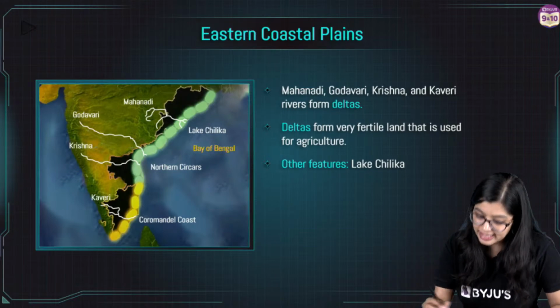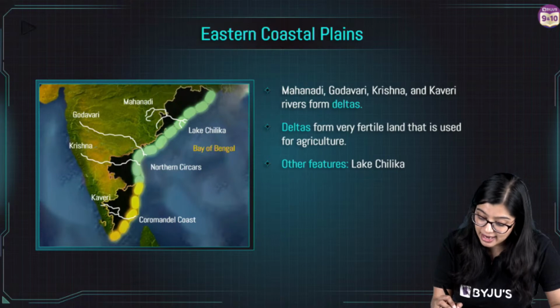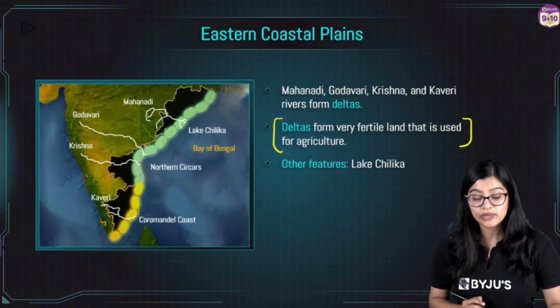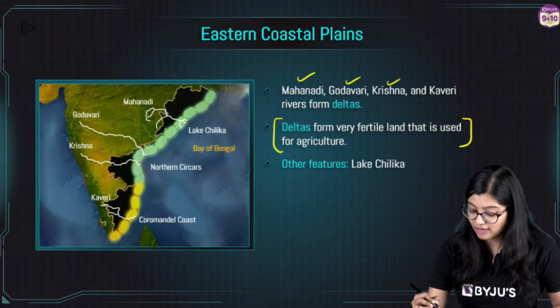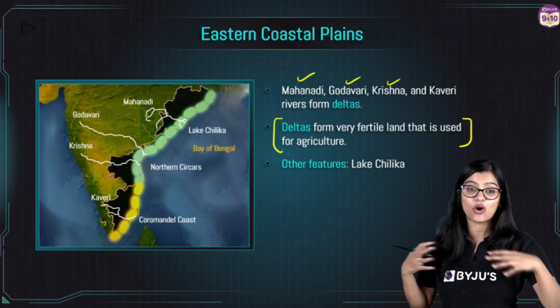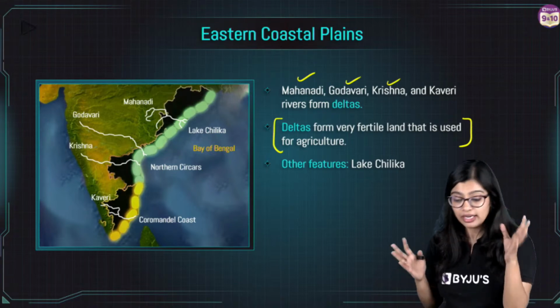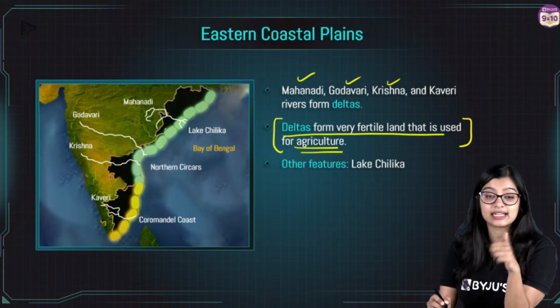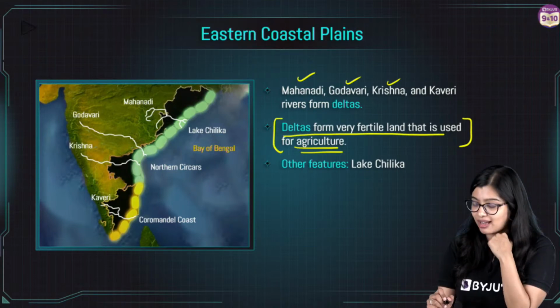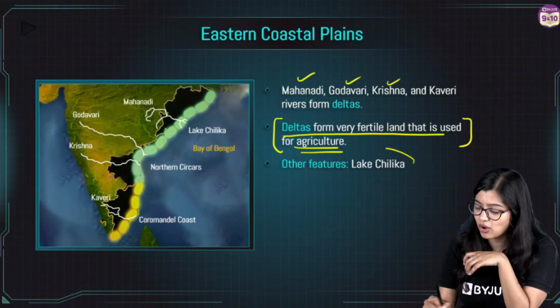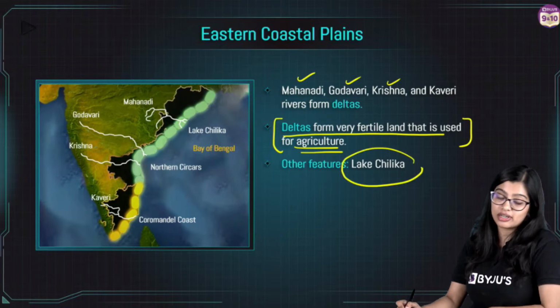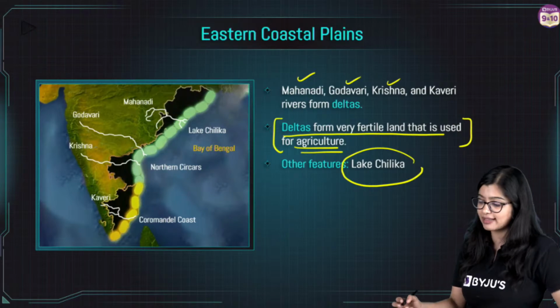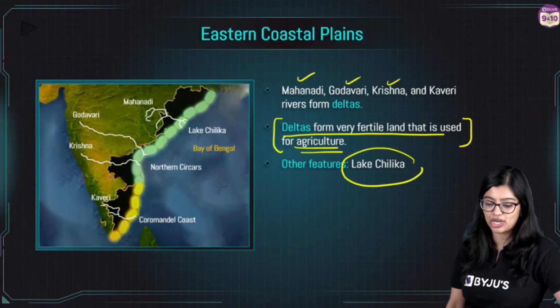Now, of course, we see that in the eastern coastal plains, there are various deltas also. So, rivers like Mahanadi, Godavari, Krishna, Kaveri, they all come and form the deltas. And we know that deltas form very fertile lands that are very beneficial for agriculture. Now, apart from this, we also see that there are larger saltwater lakes like the Chilika Lake that is there in the state of Odisha.